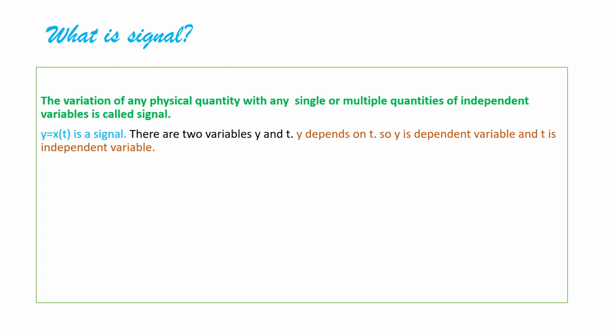Now, the number of independent variables determines the dimension of the signal. If there is one independent variable, the signal is a one-dimensional signal. An example of a one-dimensional signal is a speech signal. When the independent variables are 2, it is a two-dimensional signal. An example of a two-dimensional signal is an image. When the independent variables are 3, that is a three-dimensional signal, and an example is video.